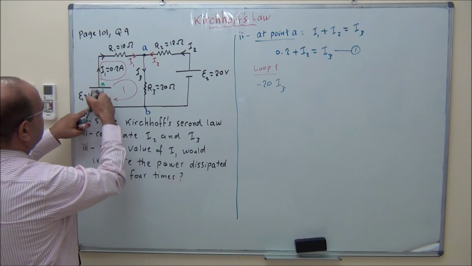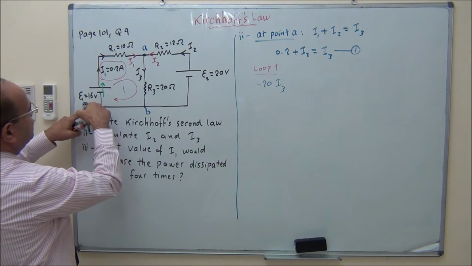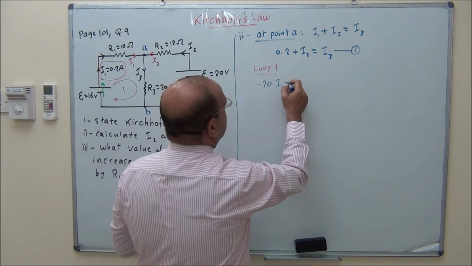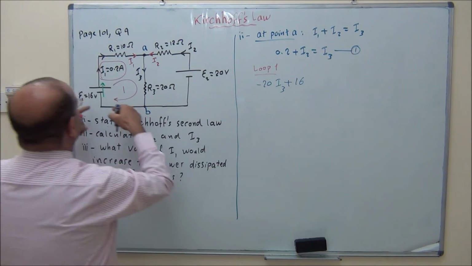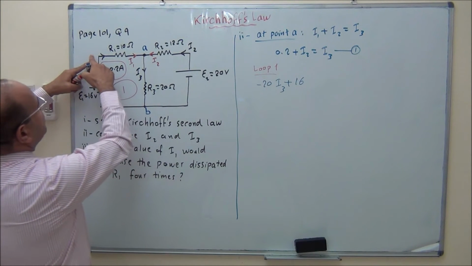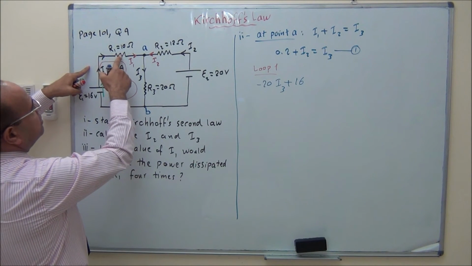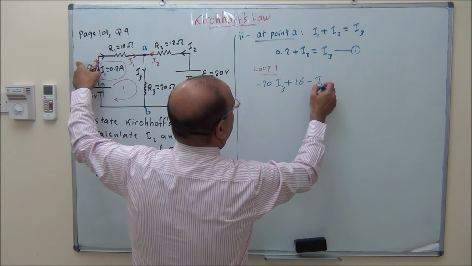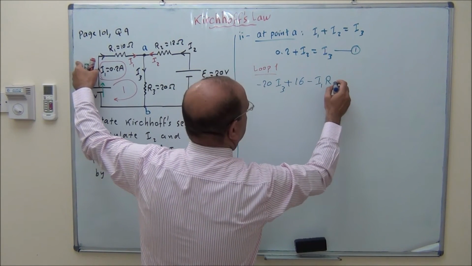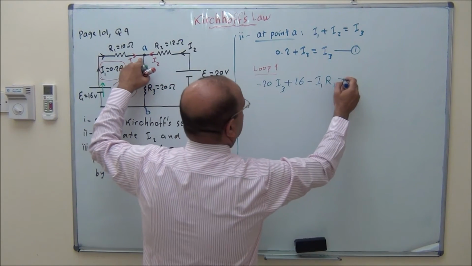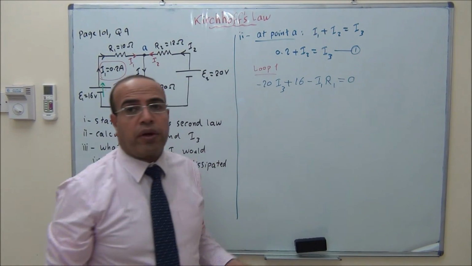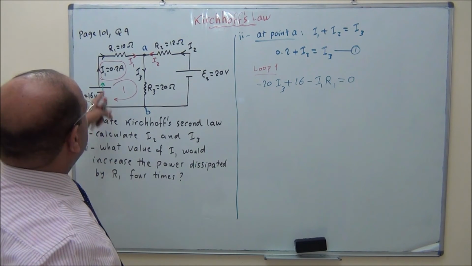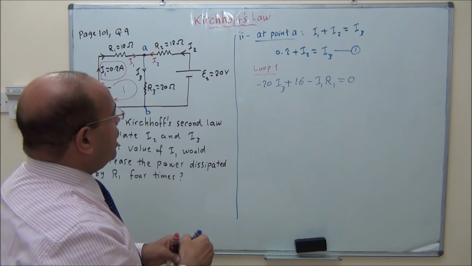And now, in that one, we have the voltage here, 16 volt. It's positive because it has the same direction of the loop. So, plus 16. Now, here, this is I1, and the resistor is R1. So, it's negative. So, negative I1 R1. Now, stop at the point A, so the sum equals 0. Kirchhoff's second law.